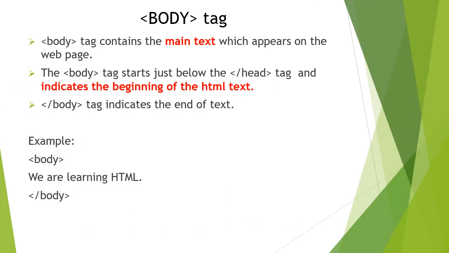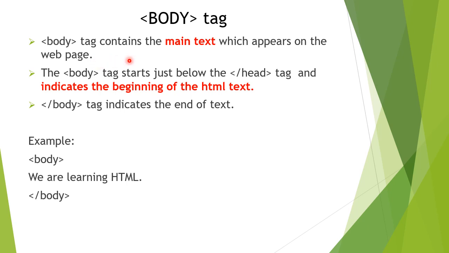Now after the head tag, we will discuss the body tag. As we discussed in the basic structure, there are two sections, the head section and the body section. The head section we have just discussed. Now we are going to discuss the body section, or we can say the body tag. The body tag contains the main text which appears on the web page.